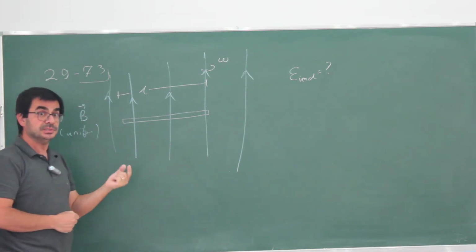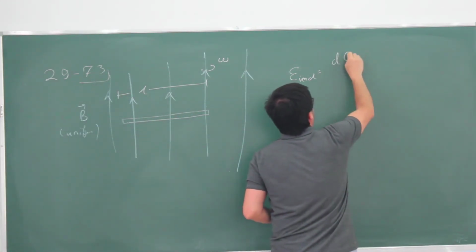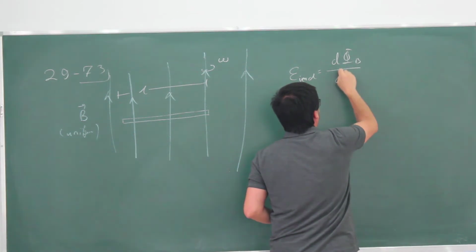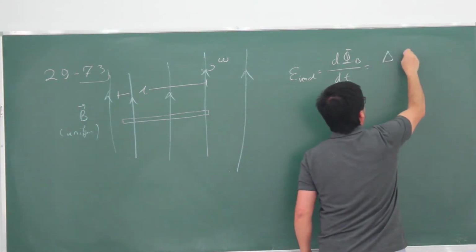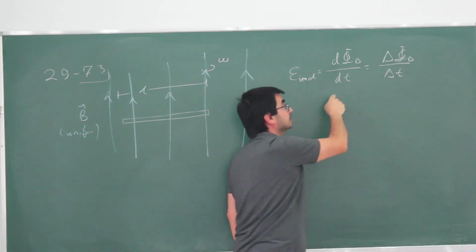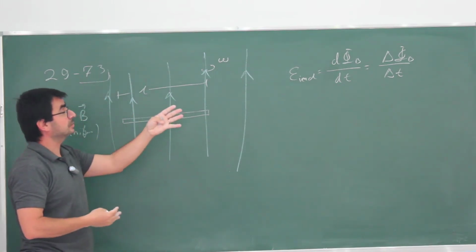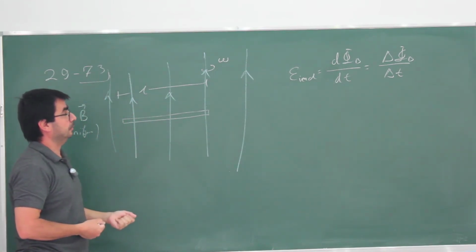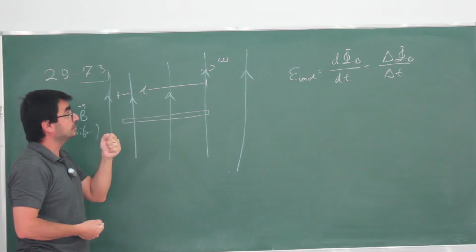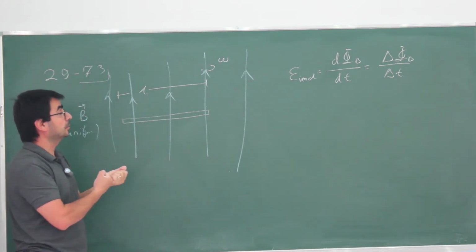So I find it much easier to work with averages. So rather than writing this as d phi B by dt, I'm just going to say this is delta phi B by delta t. So this is an instantaneous value. This is the average value. But because this motion is uniform, the instantaneous value has to be equal to the average value. And so to get the averages, I think the easiest approach is to take what happens over one period.